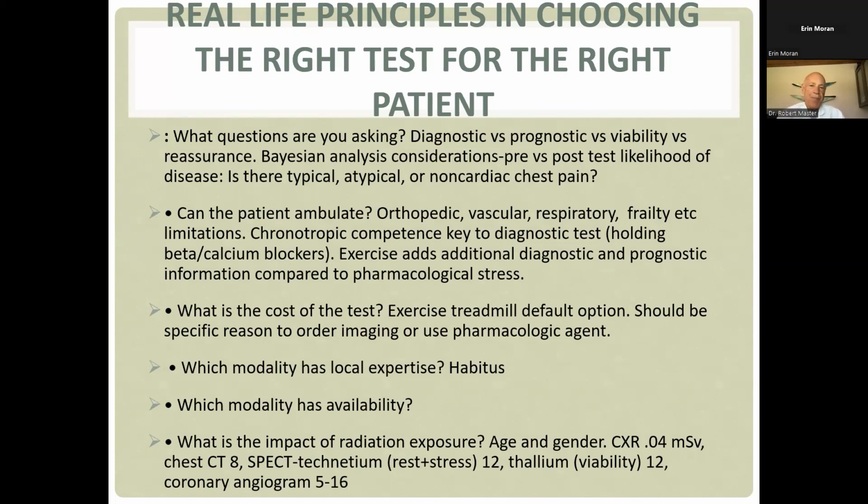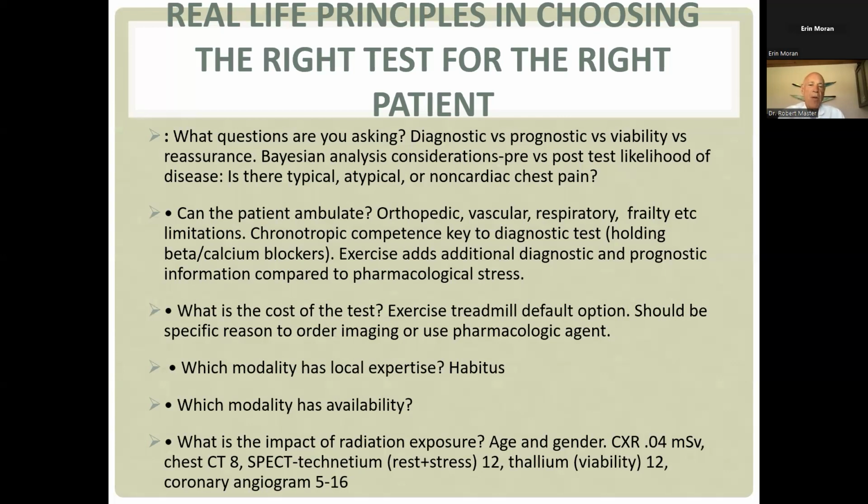The next question, other than prognostic versus diagnostic, is can the patient ambulate? What is the thing that limits the patient's exercise? Do they have an orthopedic problem, such as a knee or an ankle problem? Do they have peripheral vascular disease and have claudication? Do they have a respiratory problem, such as COPD or exercise-induced asthma? With exercise-induced asthma, I just have people take their inhaler before they start the stress test. Are they frail?